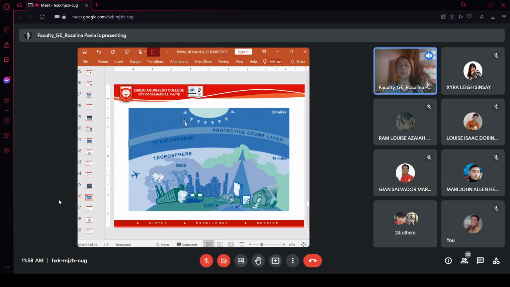So this is an illustration of how the protective layer, the ozone layer, is positioned in the atmosphere. So troposphere, nandito tayo sa surface. Planes are traveling through the troposphere. Stratosphere here, protective ozone layer, and then the sun.